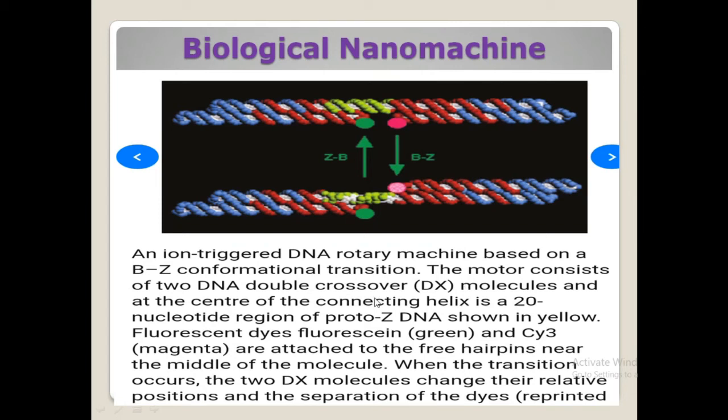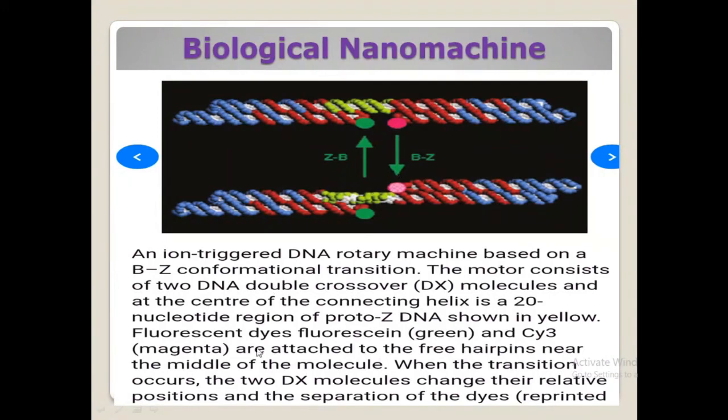In the DNA double crossover molecules, at the center of the connecting helix is a 20 nucleotide region of proto-Z DNA, shown in yellow color. This portion and this portion in yellow is the 20 nucleotide region of proto-Z DNA. Then there are fluorescent dyes, fluorescein, the green color one, and Cy3, the magenta color.